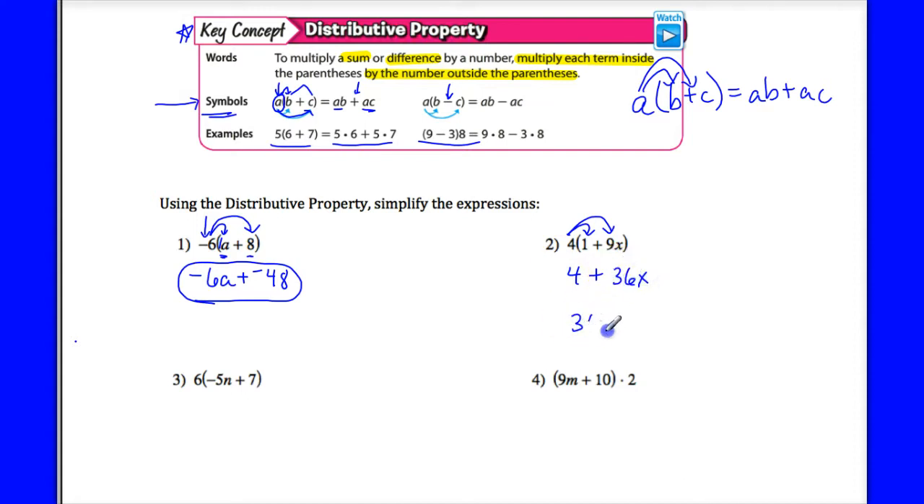Usually we like to rewrite with the variable term first. Now don't add those numbers together, because you can't do that in algebra. If you have an x and a number that's not x, you can't add those together. It's just like we didn't combine the different shapes in the algebra tiles.